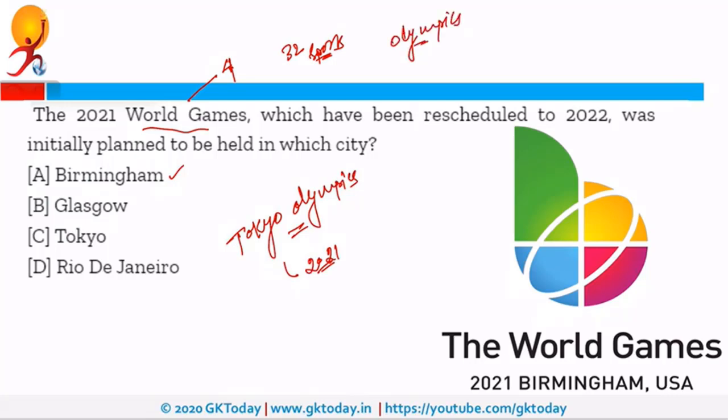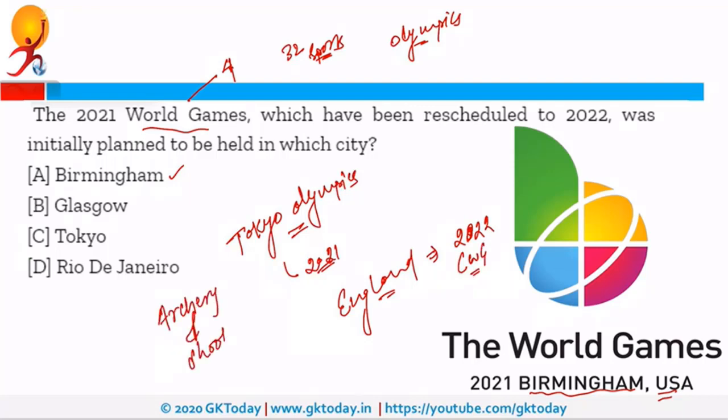Now one important thing is that one Birmingham is in USA, another one is in England, and this one is going to be the host of 2022 Commonwealth Games, and the archery and shooting event of this 2022 Commonwealth Games are going to be in Chandigarh. Rest of the events are going to be in Birmingham in England.